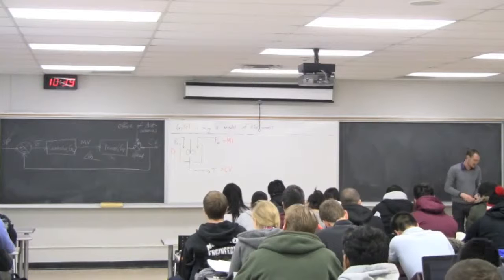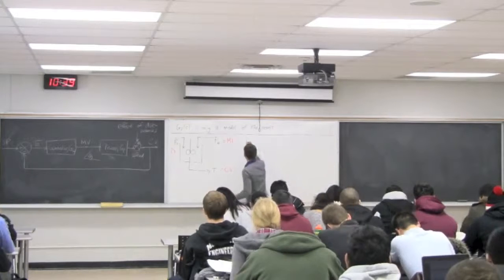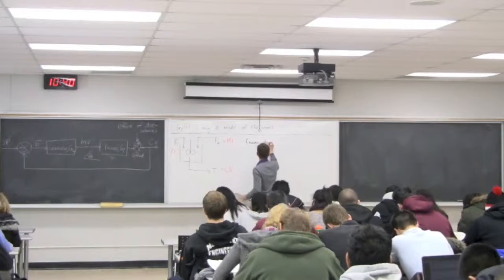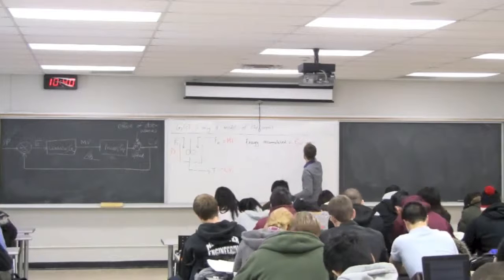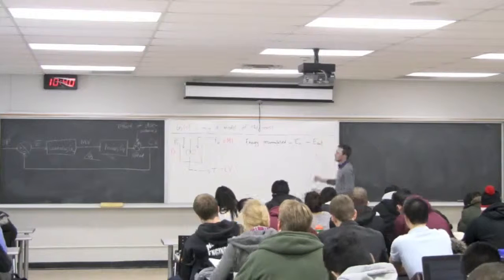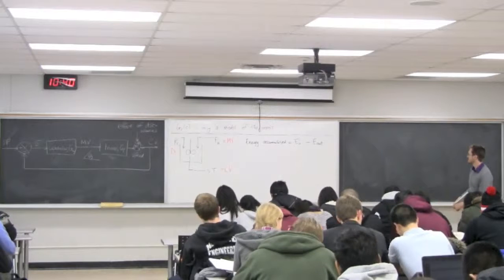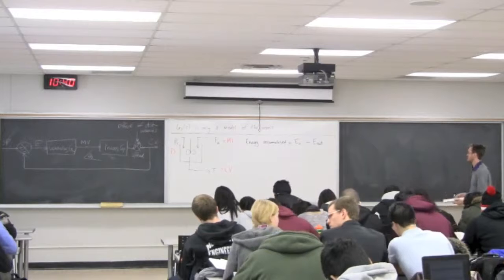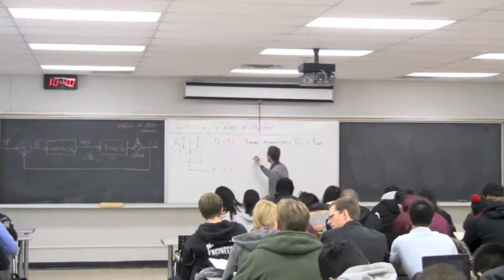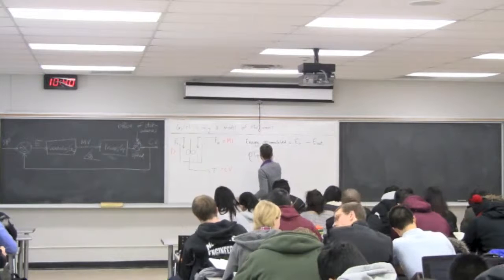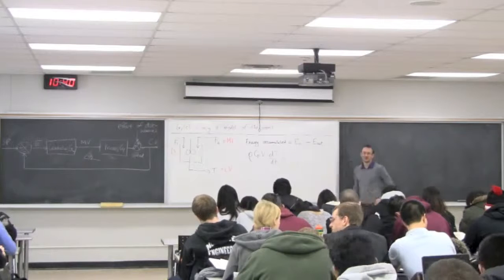So let's go and do a little bit of mass energy balance. So energy accumulated is equal to energy in minus energy out. And we've got energy in coming in from two streams. The two flows in will bring some energy into the system. Energy out leaves at the outlet temperature. And so energy accumulated, we can say, is going to be rho Cp times the volume of the tank times dT by dt. That's my accumulation.